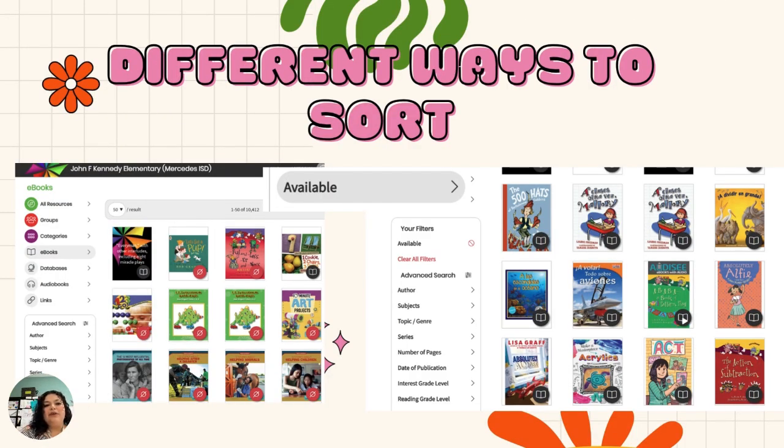Looking at the ebooks, if it has the red circle with the line, that means it's not available, but that's an easy fix. You just go to the options on the left and click available, and you'll see the black circle with the white open book. If that is there, that means it's open to check out, or just open automatically and start reading.